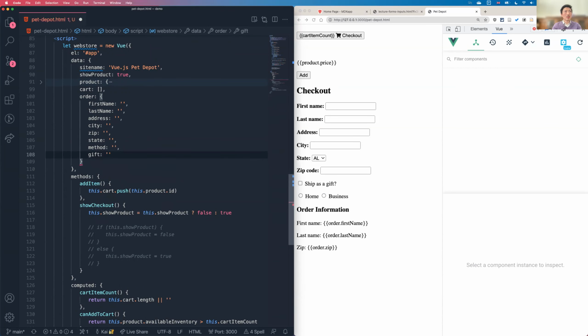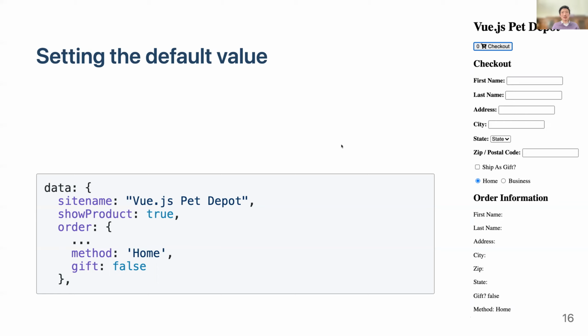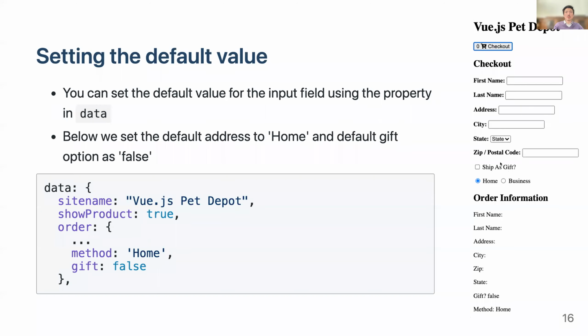So as we mentioned, you can change the values in view, which will affect the display on the page. So this gives you a way to set the default values. So if the view variable does not have an empty value to start with, then that will be entered in the text field by default. Okay, and for example, you can set the method to home as default and gift to false as default. Then these will be displayed on the page as default values.